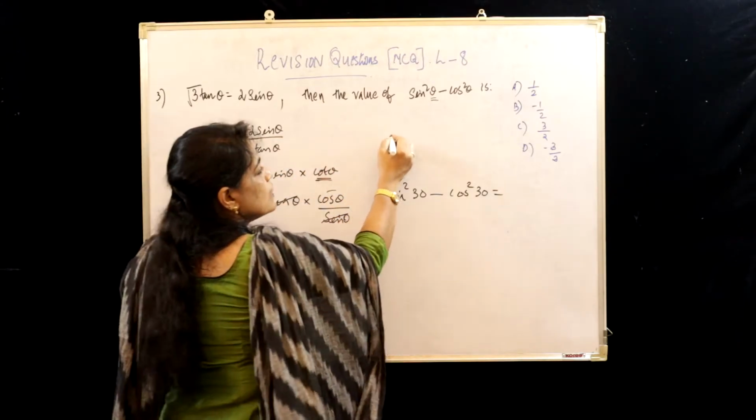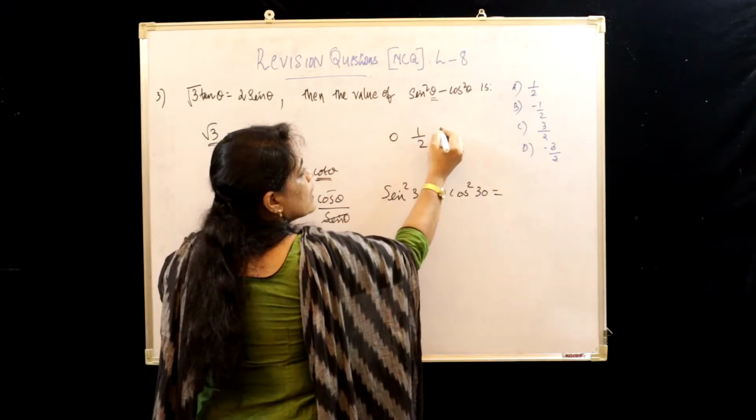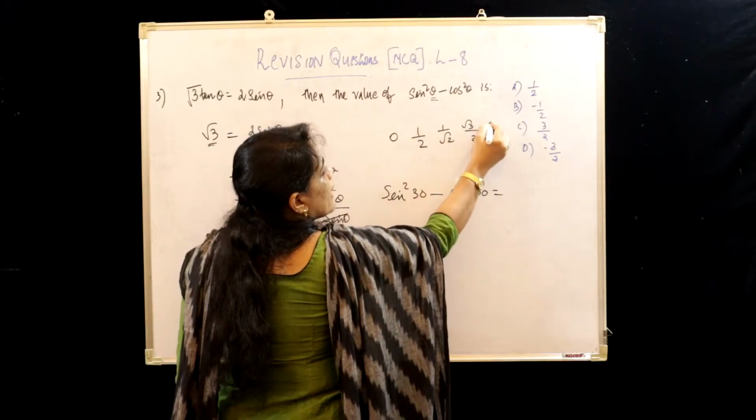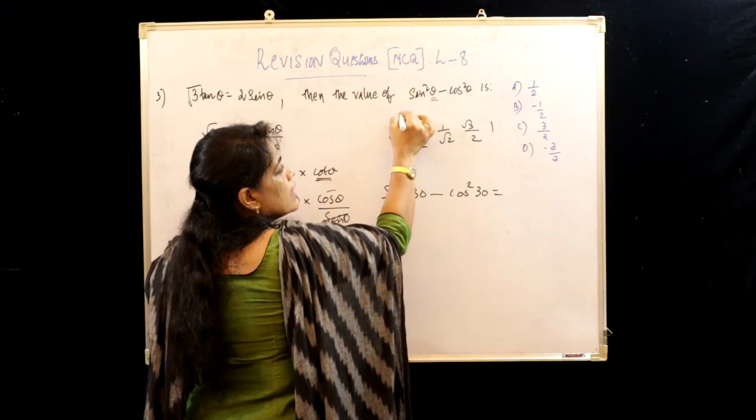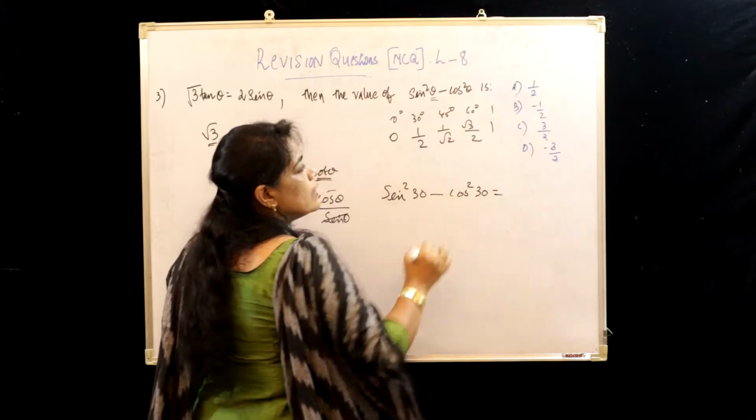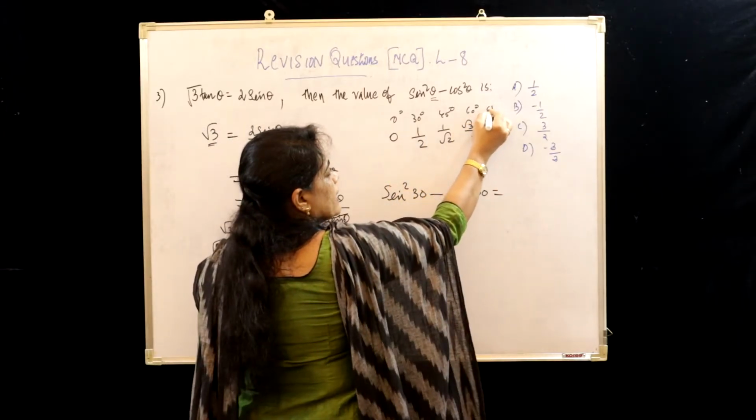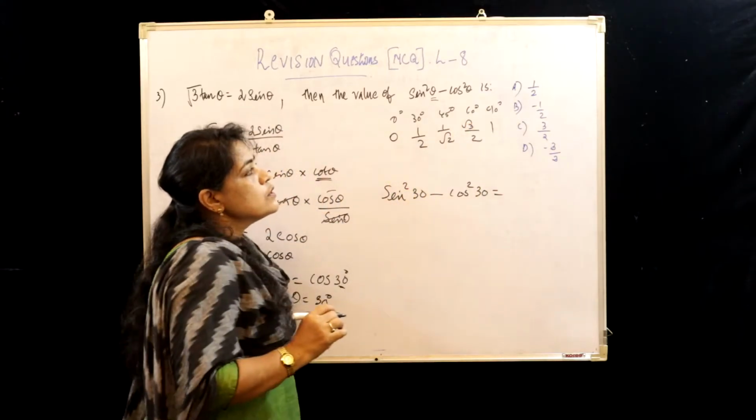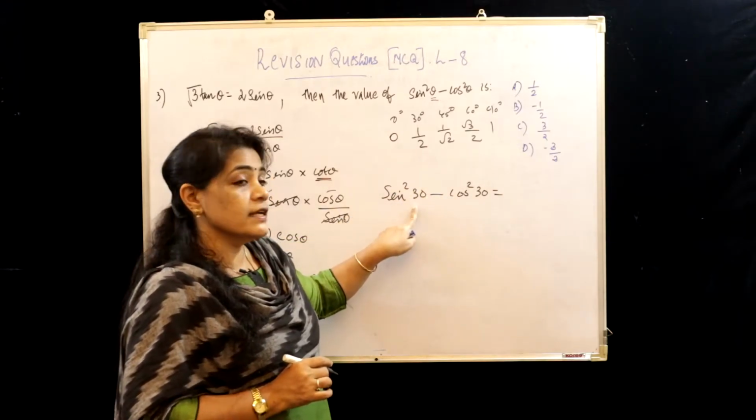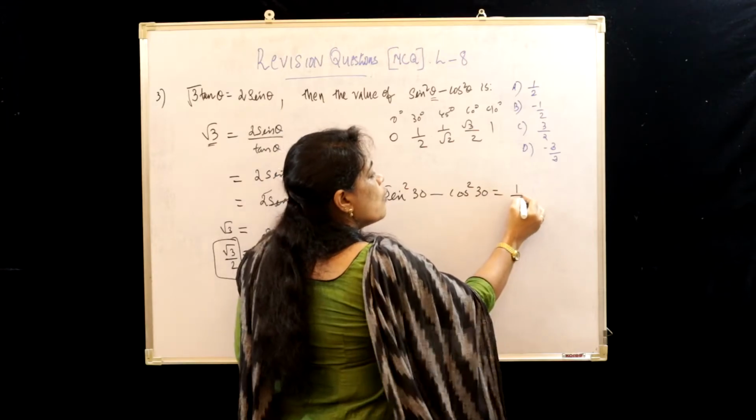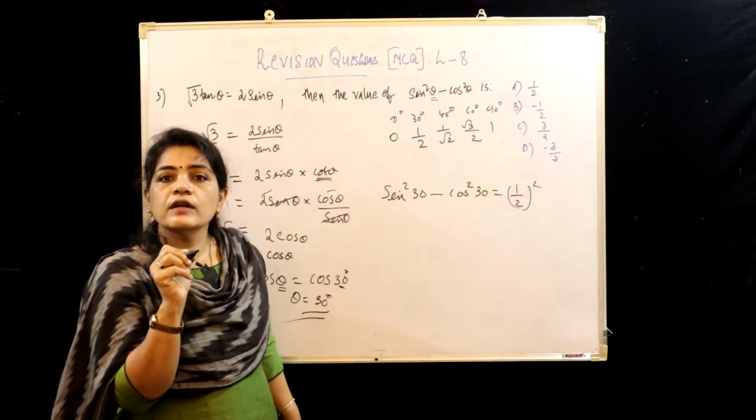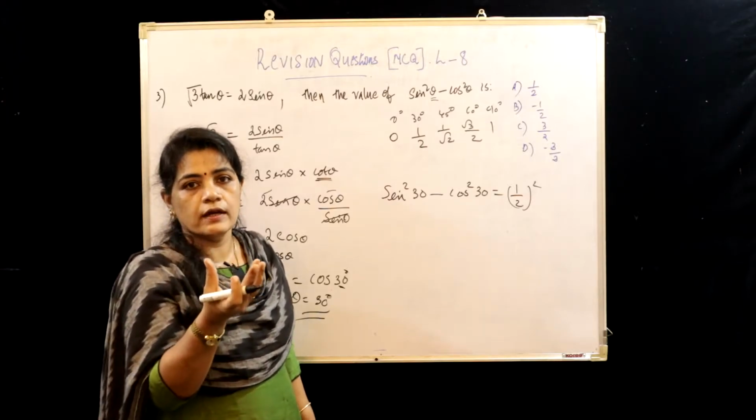See children, do you remember that first row? 0, 1 by 2, 1 by root 2, root 3 by 2 and 1. This is 0 degree, this is 30 degree, 45 degree, 60 degree and 90 degree. Okay, 90 degree is 1. So sin 30 degree is 1 by 2 and its square is 1 by 2 whole square. Because sin square 30 is sin 30 whole square, right?